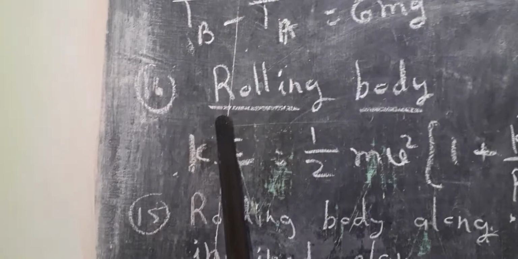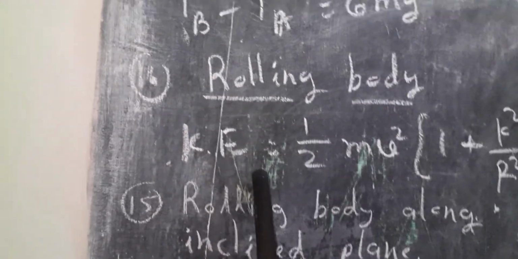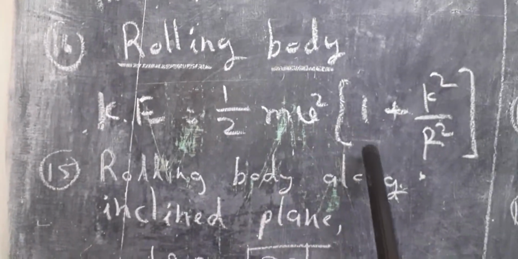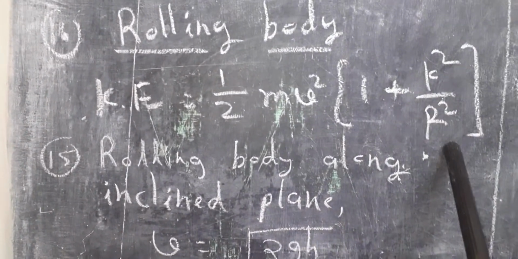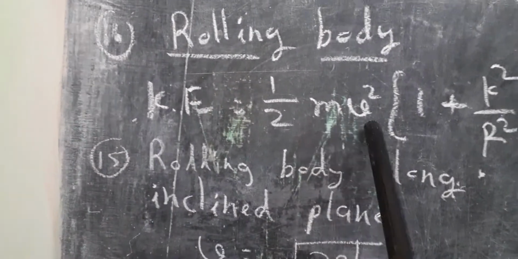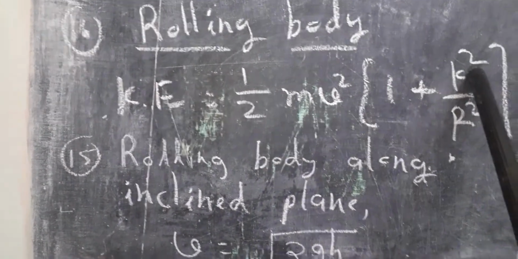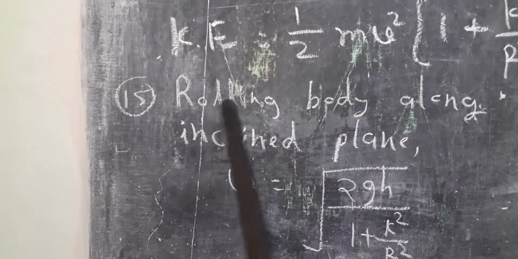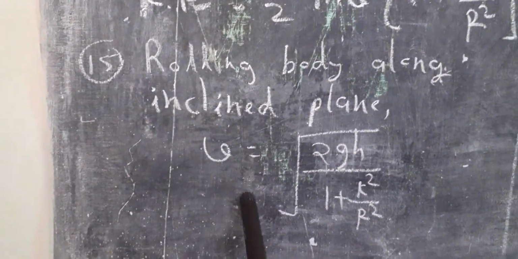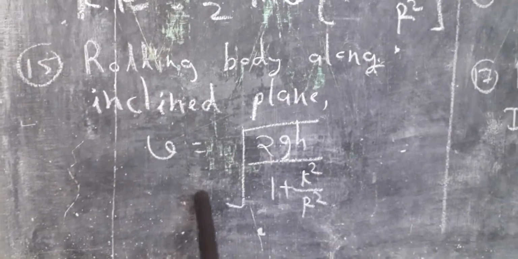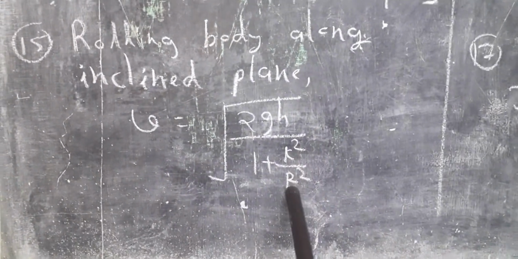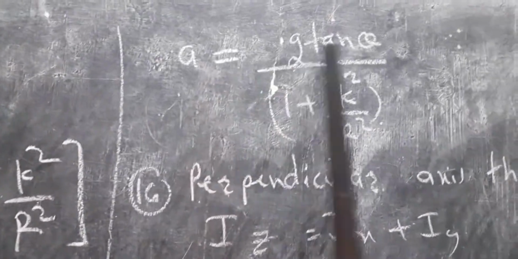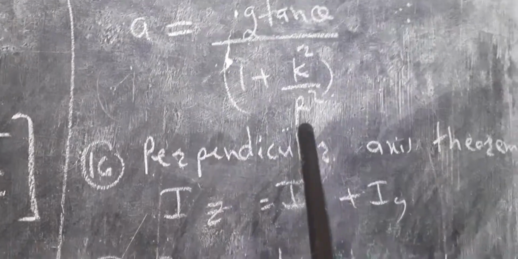Now rolling body, we have seen that kinetic energy for rolling body is given by 1/2 mv square in bracket 1 plus k square upon r square, where m indicates mass of the body, v indicates speed of the body, k indicates radius of gyration and r indicates radius of the body. Then rolling body along inclined plane, and we obtain expression v is equal to under root twice gh upon 1 plus k square upon r square, and we have seen acceleration a is equal to g tan theta upon 1 plus k square upon r square.